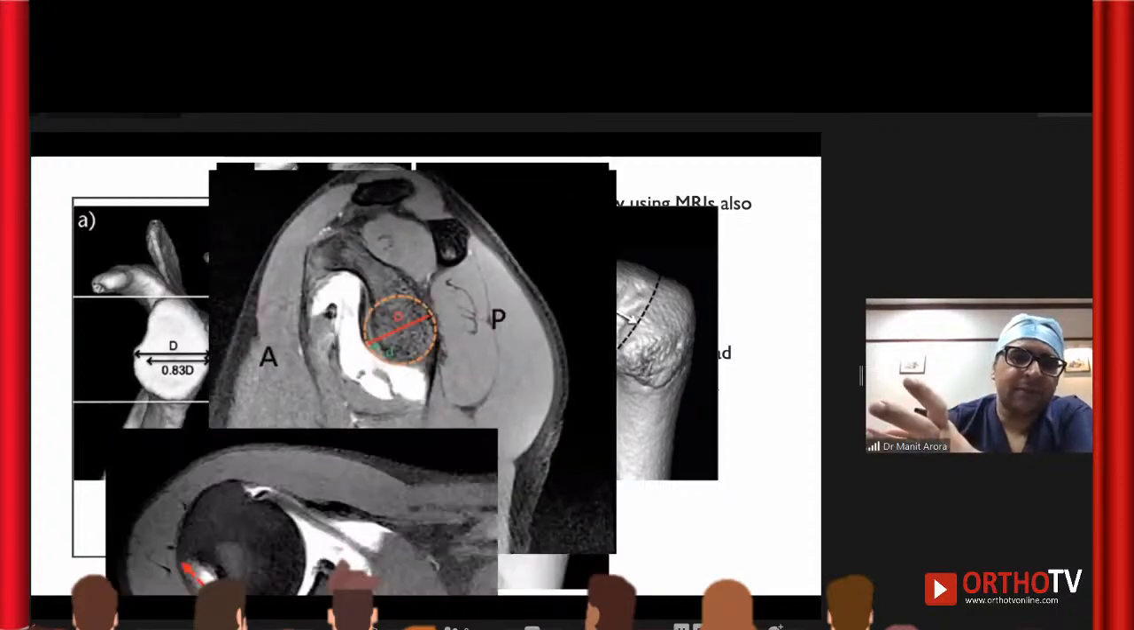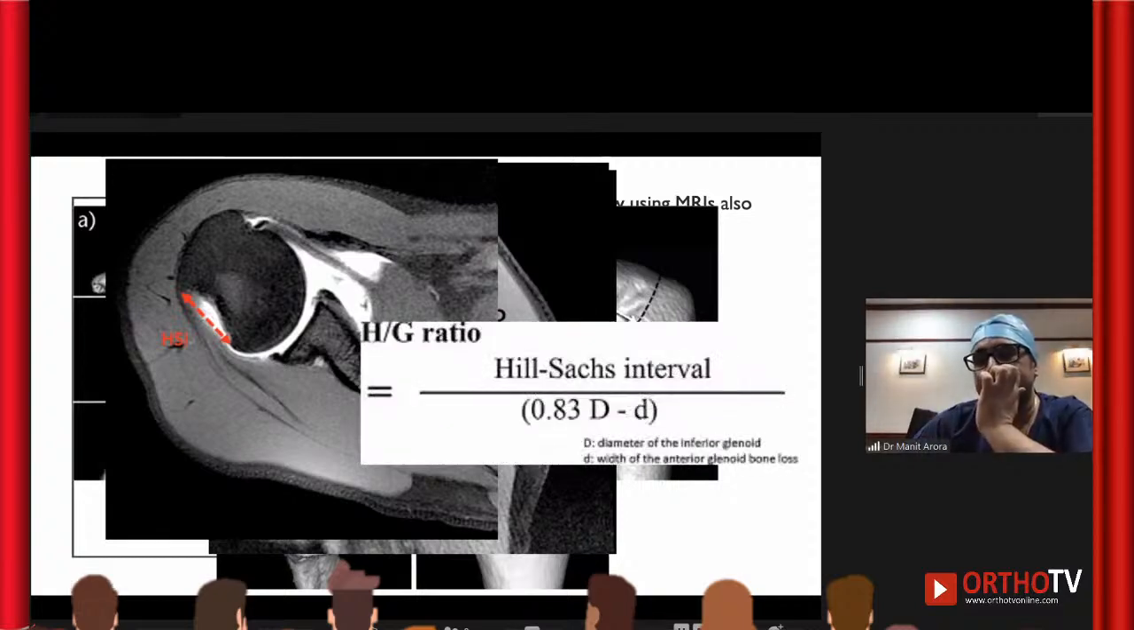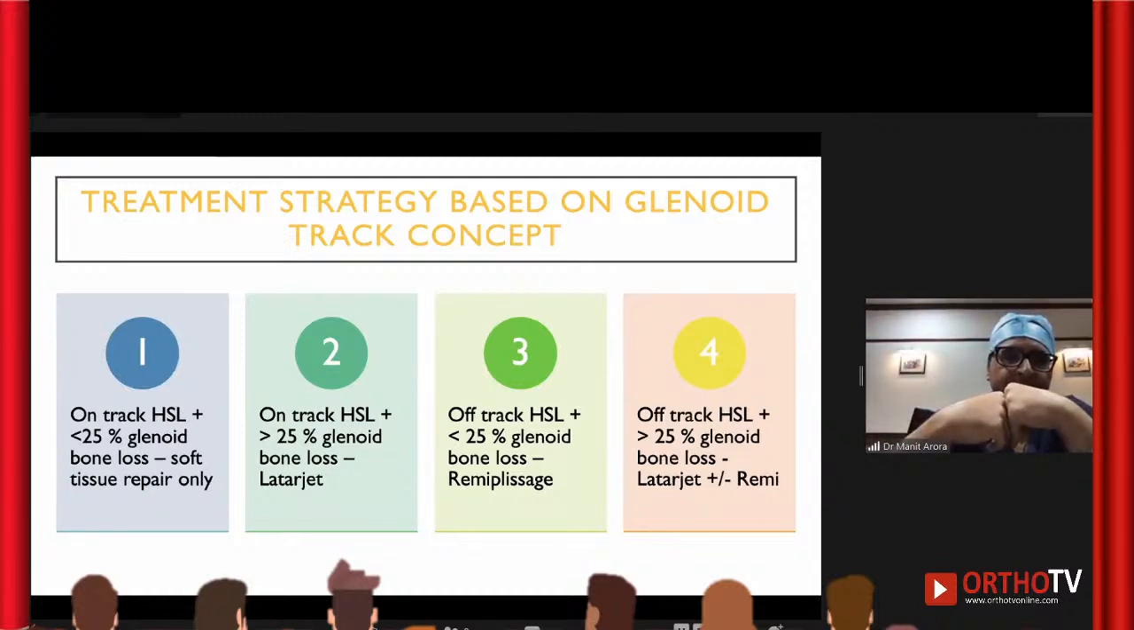Again, the same thing can be done on an MRI, and this is the Hill-Sachs index we were talking about. It's a calculation from the medial part of the Hill-Sachs defect to the medial insertion of the glenoid to the rotator cuff footprint. And we can calculate this ratio, which is the Hill-Sachs interval over the glenoid tract measurement. So based on all the studies, this is a really simple treatment strategy that we use based on the glenoid tract concept.